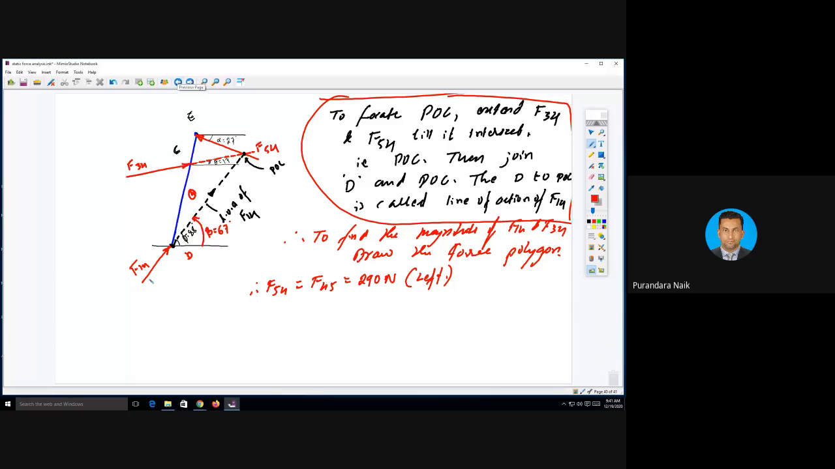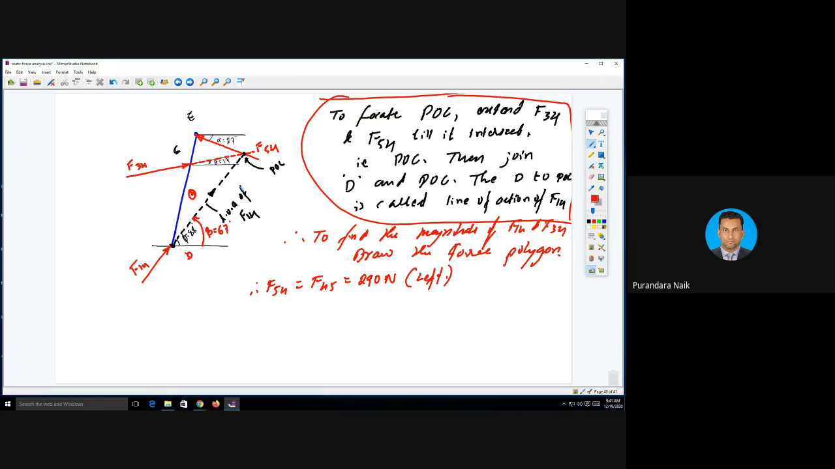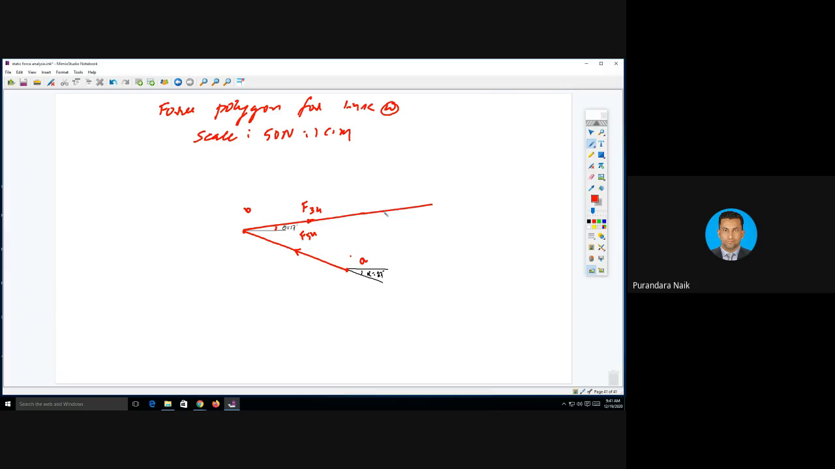Next is F14. The force polygon must be closed. To close the force polygon, you have to draw a line, because I don't know the length of F14, but I know the direction, which is 67 degree. But we need to start from somewhere here. I don't know the length of F34. That's why, if you draw somewhere here, it has to pass through point A. So you need to draw a line at an angle of 67 degree.